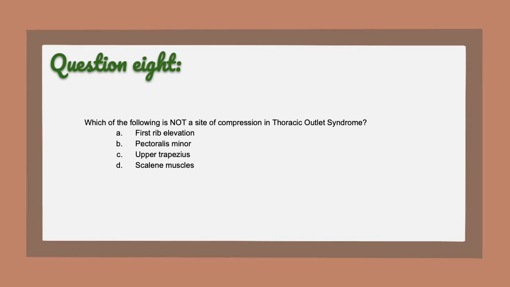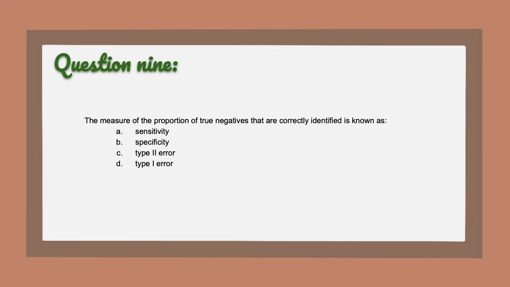Question 8. Which of the following is not a site of compression in thoracic outlet syndrome? A, first rib elevation, B, pectoralis minor, C, upper trapezius, D, scalene muscles. Question 9. The measure of the proportion of true negatives that are correctly identified is known as A, sensitivity, B, specificity, C, type 2 error, D, type 1 error.